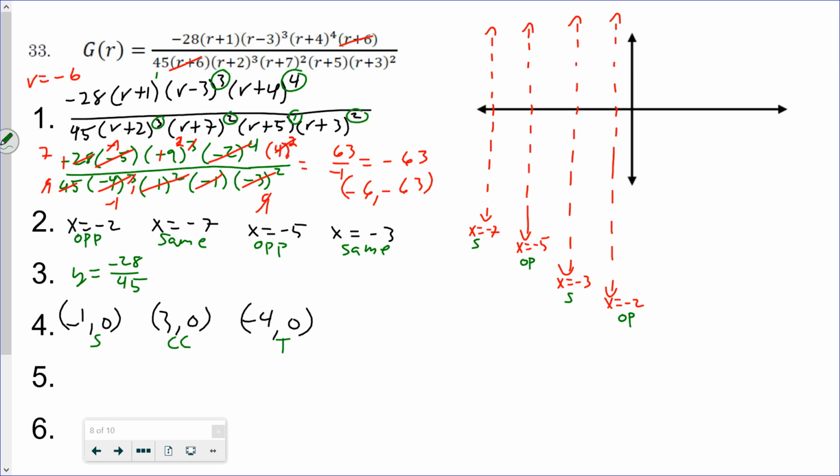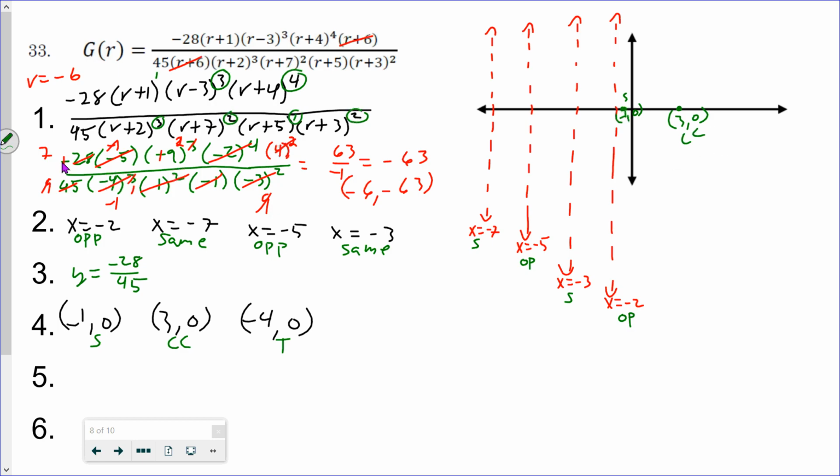So I'm going to go ahead and plot these points. Negative 1, 0 will be right here. It's negative 1, 0. And I'm going to go straight through that point. 3, 0, we'll put it right here. In this case, I'm going to be tangent to it, or I'm going to bounce. Oh, sorry, this is the wrong one.